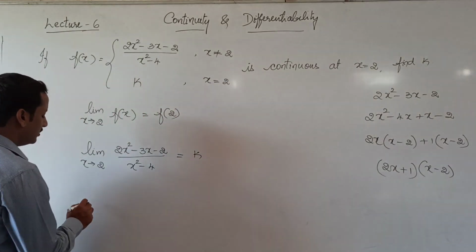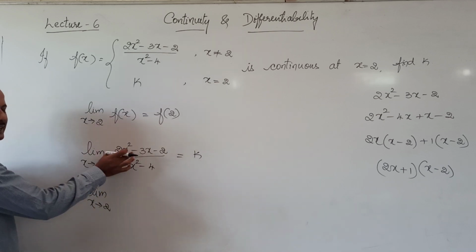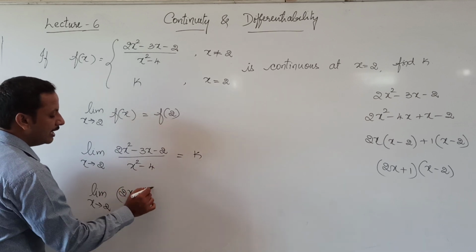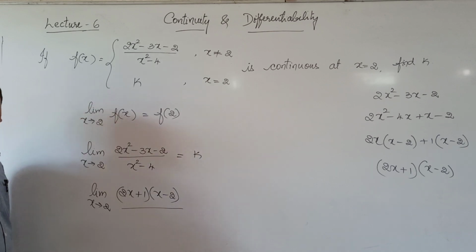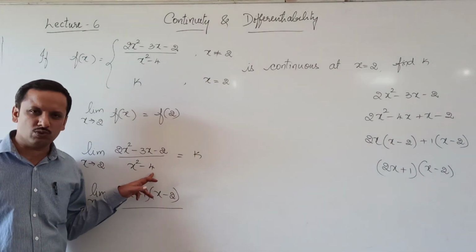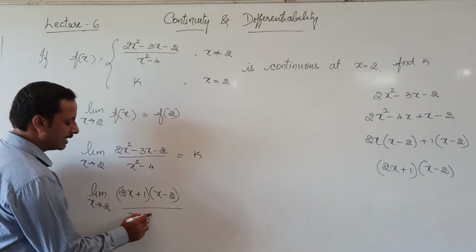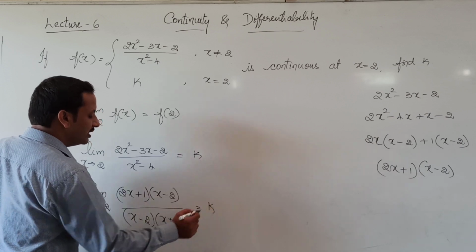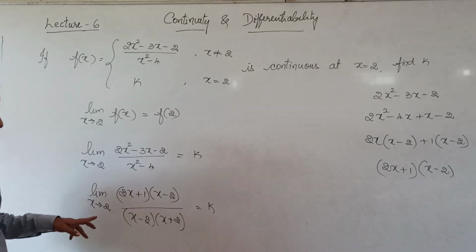Okay. So this will be limit x tends to 2. After factorizing this, I am writing it as 2x plus 1 into x minus 2. Denominator x square minus 4. This 4 I am writing as 2 square. Then x square minus 2 square is x minus 2 into x plus 2. This is equal to k. So now this x minus 2 gets cancelled.